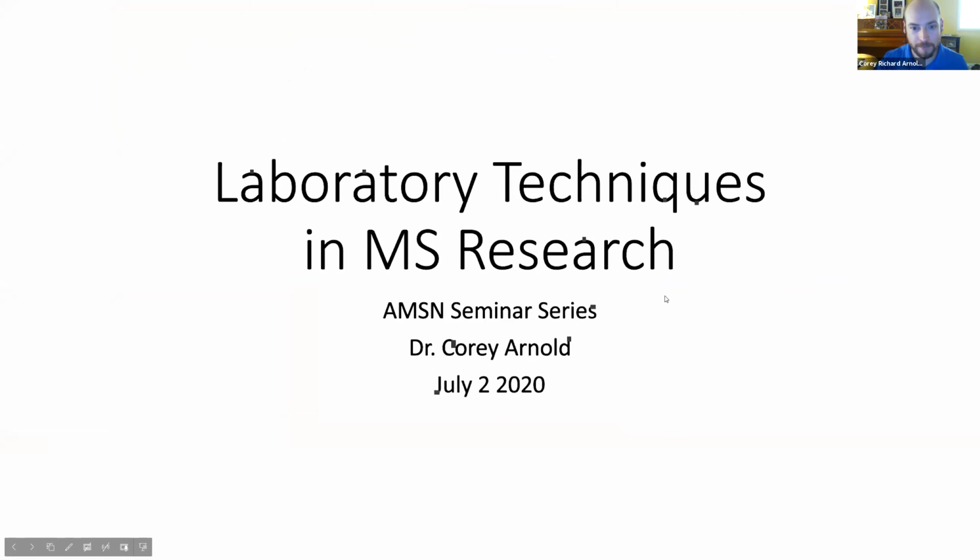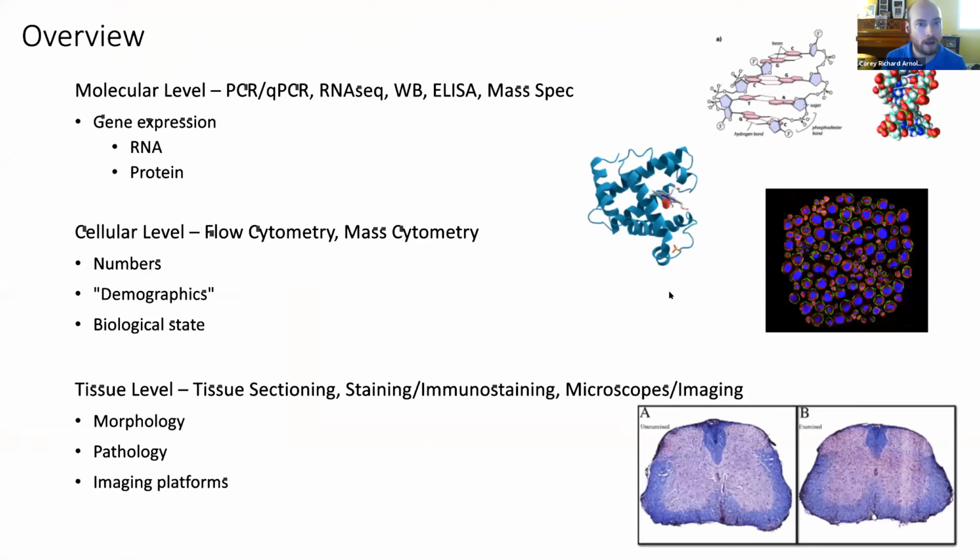Let's kick this off. Okay, so in setting this up, I decided to sort of do this from the smaller stuff to the bigger stuff. So assays that we use to look at molecules like DNA and proteins, and then assays we use to look at cells as a whole or cell populations, and then finally things we use to look at gross tissue morphology and so forth.